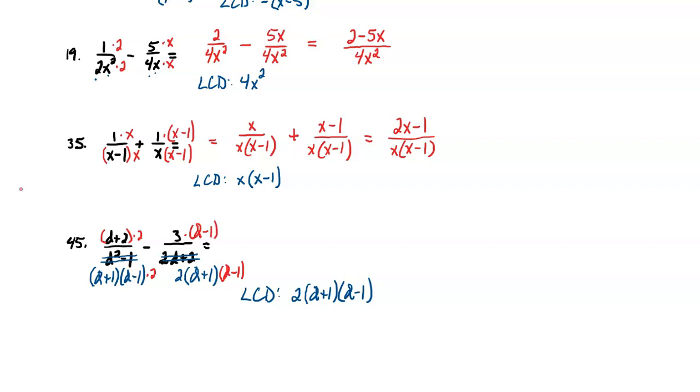Now we're going to rewrite our subtraction problem where both fractions have the least common denominator. d plus 2 times 2 is 2d plus 4. And that's over the least common denominator. Now the second fraction. 3 times d minus 1 is 3d minus 3. And in the bottom, it is the least common denominator.